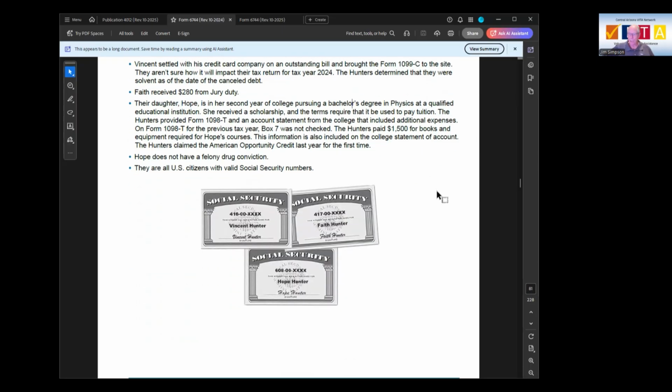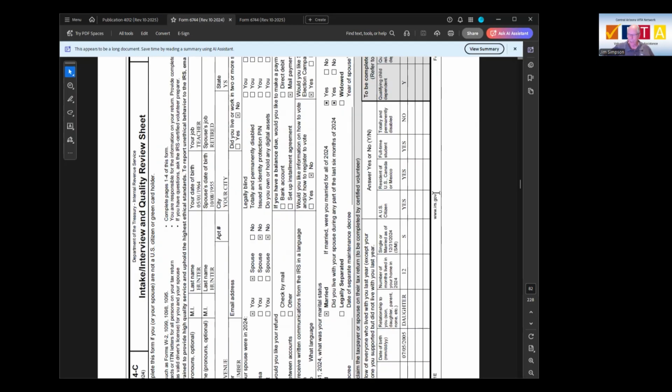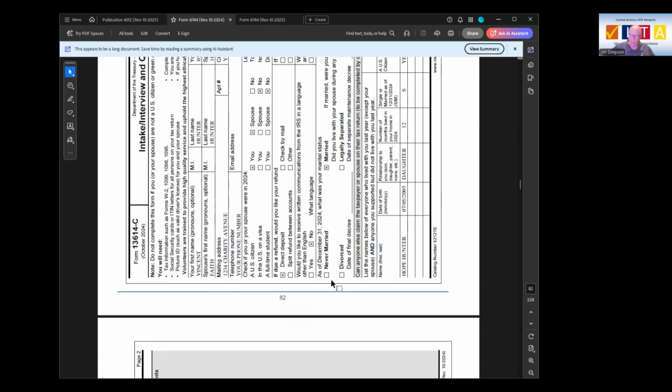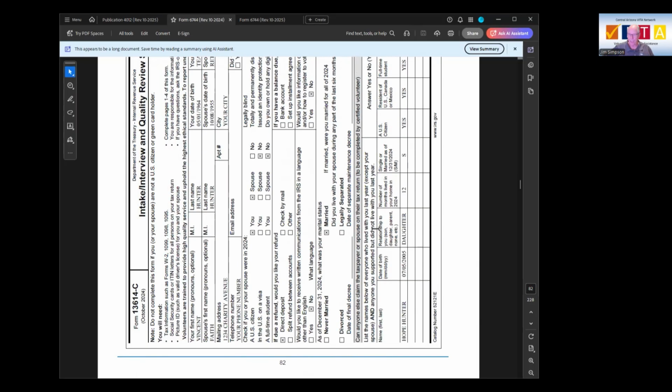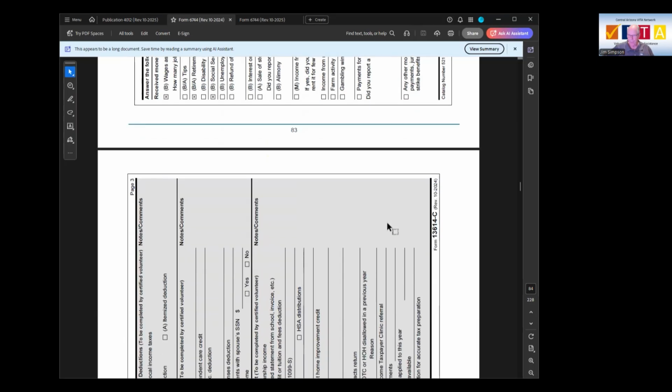Okay, so let's go down and look at her 1099-R. And by the way, and I may make some of this up, but you'd also need to know her birth date from the interview sheet. Okay.